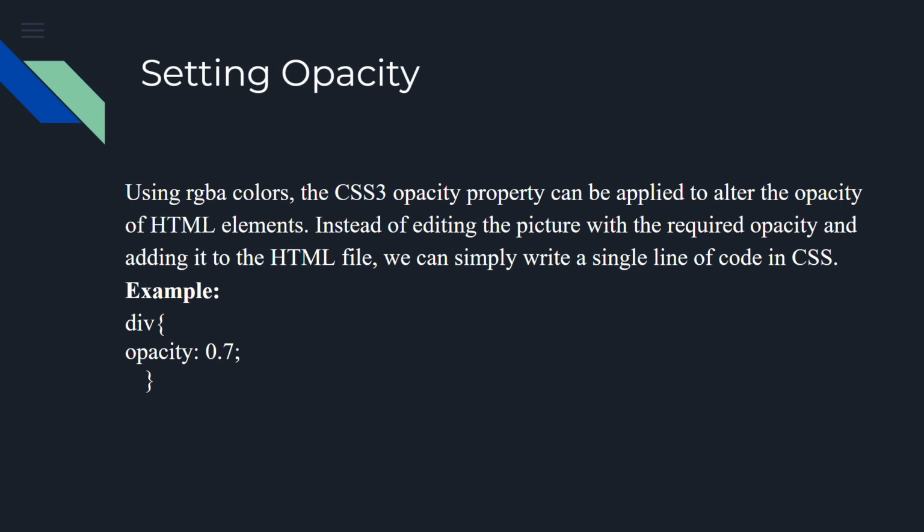Next, we have setting opacity. By employing RGBA colors, CSS3 introduces the opacity property, which enables the adjustment of an HTML element's transparency. This eliminates the need to edit images separately for opacity and then incorporate them into the HTML file. Instead, we can achieve the desired opacity effect with a concise line of CSS code, which is this: opacity: 0.7.